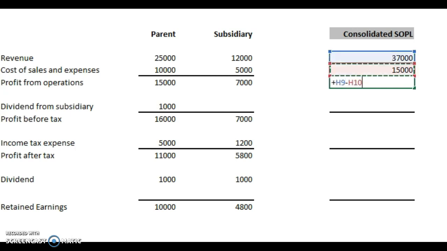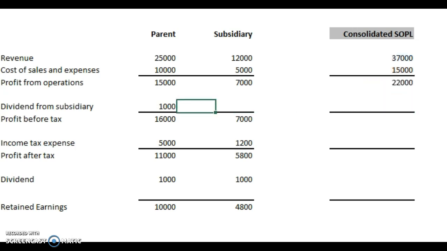minus 15,000, 22,000. The dividend from the subsidiary, which we'll see is here, we don't include because we're going to not include it down here either. And really it's the subsidiary paying a dividend to the parent, so within the group we can just ignore that transaction. So we'll just leave that as 0.